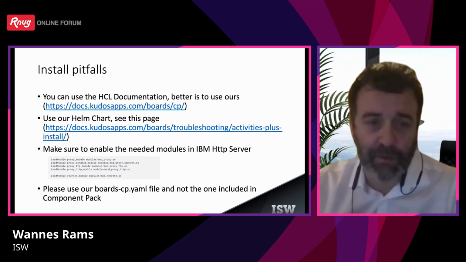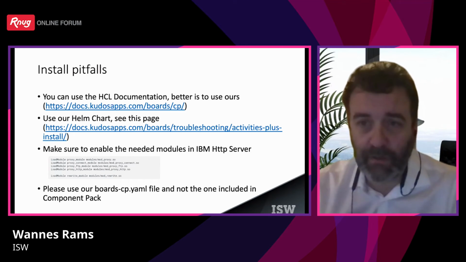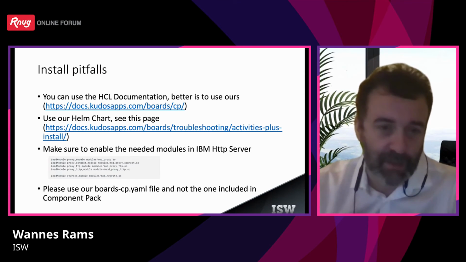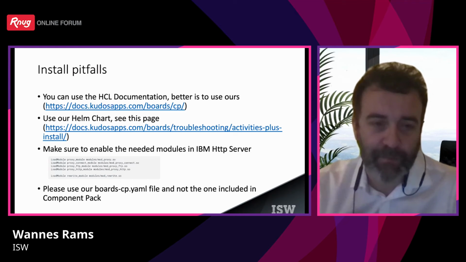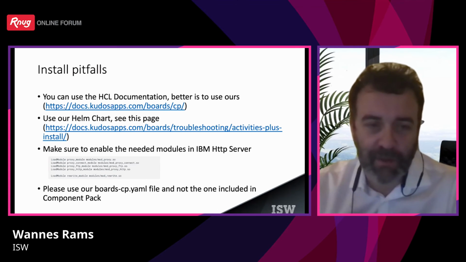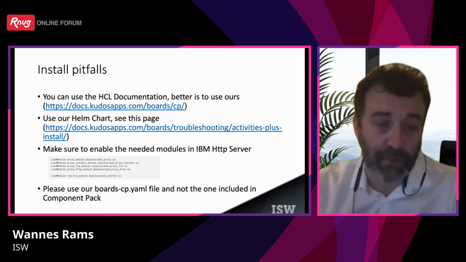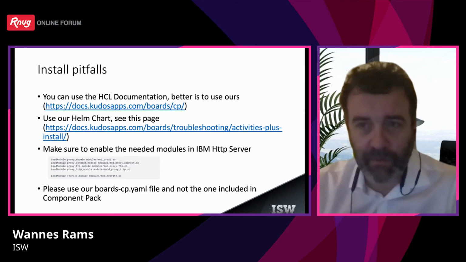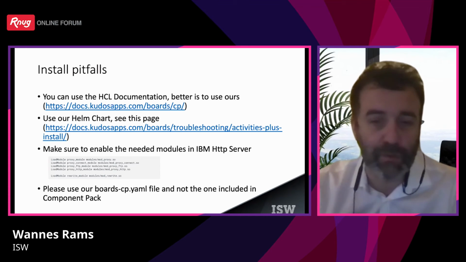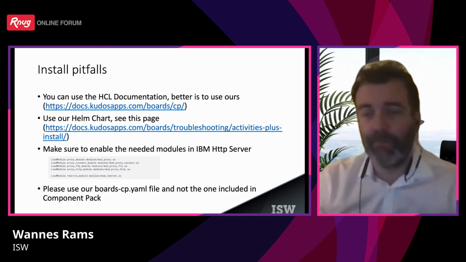Very important to know is also that you need to use the Helm chart that is on our website and not the one that is included in the packages, because your install will not work. And one of the things that we see most in our support tickets is that people put all the necessary lines for rewrites and all that kind of stuff in the HTTP server config, but they forget to enable the actual proxy modules in there. So it doesn't work. And the same thing goes for the YAML file. Don't use the one that is included in the component pack.